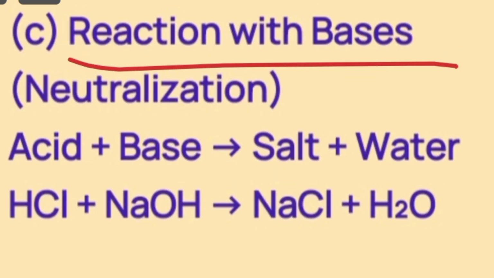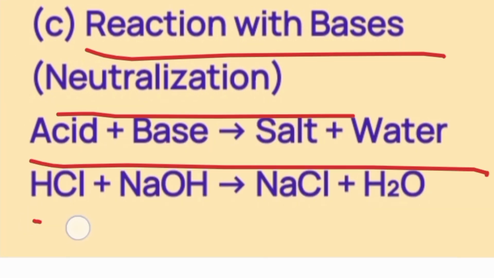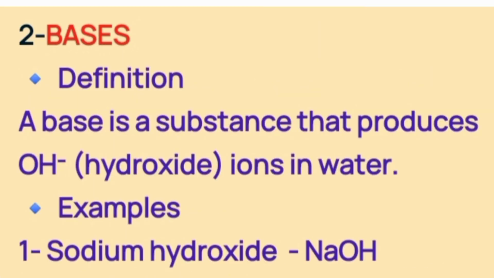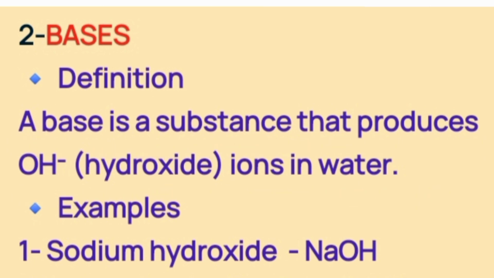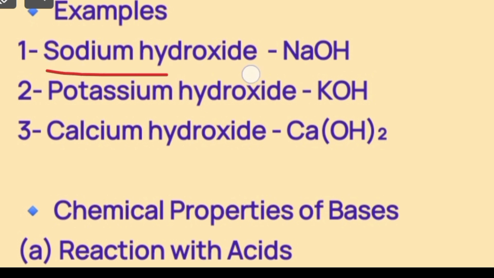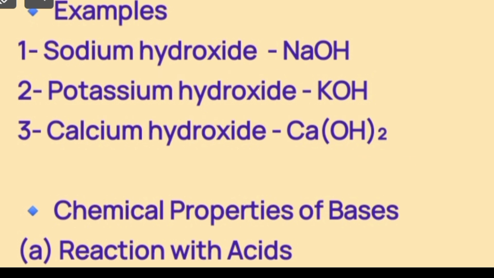Now see next, reaction with bases. When acid reacts with base, it forms salt plus water. This is called neutralization reaction. Example, HCl acid reacts with NaOH base to form NaCl salt and water H2O. Now see the definition of bases. A base is a substance that produces OH- hydroxide ions in water. Examples of bases: sodium hydroxide NaOH, potassium hydroxide KOH, calcium hydroxide Ca(OH)2.